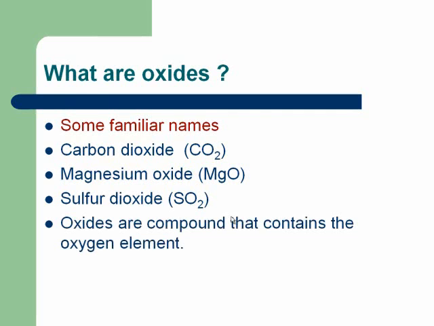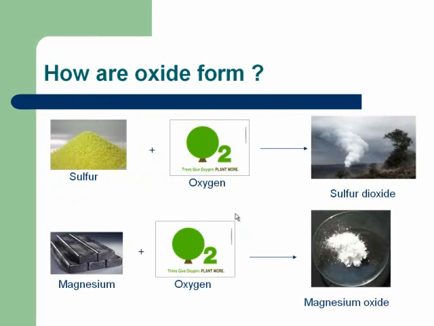Simple. Let's move on. So how are oxides formed? Basically, it's an element reacting with oxygen. For example, sulfur dioxide, which is usually a gas that comes out from a volcano: the sulfur reacts with the oxygen to give you sulfur dioxide. You can see this sulfur dioxide is made of two elements, sulfur and oxygen.